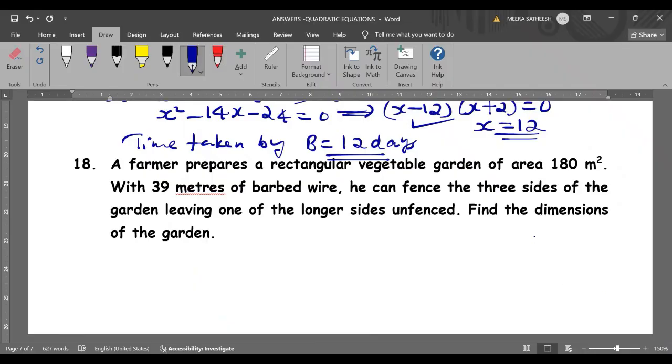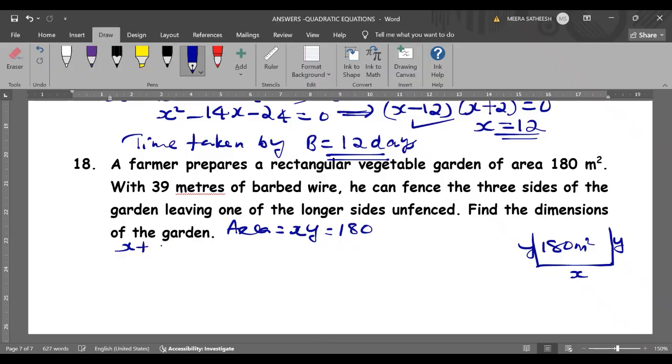So let us assume 3 sides like this. Let this be x, this be y. And the area is given as 180 meters square. And the fence for 3 sides is given as 39. So area equal to xy equal to 180 meters square. Now x plus 2y is equal to 39.